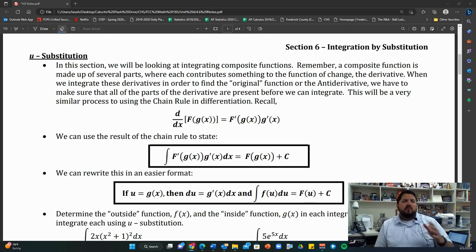So when we first learned derivatives, everything was very basic. We looked at how you take the derivative of x to the n power, sine of x, cosine of x, natural log of x, e to the x. We did all the basic rules where it was basically just one type of function.